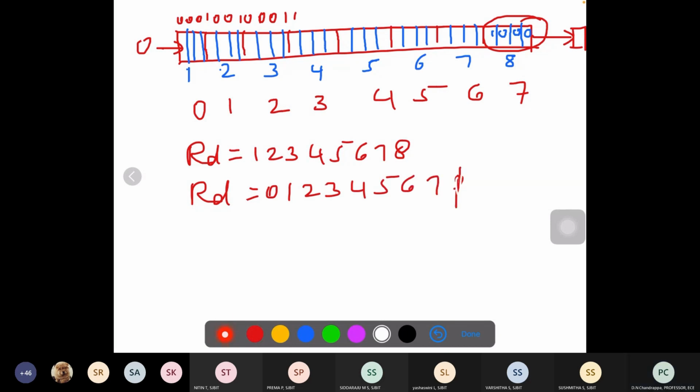So after the execution, the RD value: before execution, RD is equal to the hexadecimal value 1, 2, 3, 4, 5, 6, 7, 8. And after the execution, it is 0, 1, 2, 3, 4, 5, 6, 7. Okay, this is called before execution, and this is called after execution.